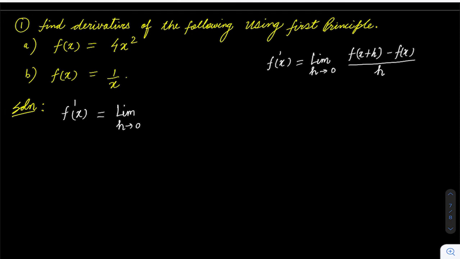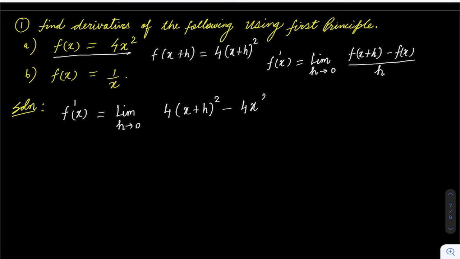Now f of x plus h. If this is my f x, 4x square, then what is my f of x plus h? So f of x plus h is nothing but, instead of x we will write x plus h. So it becomes 4 times x plus h whole square. So my first term is 4 times x plus h whole square minus f x. f x is nothing but 4x square divided by h. Now we have applied the definition.